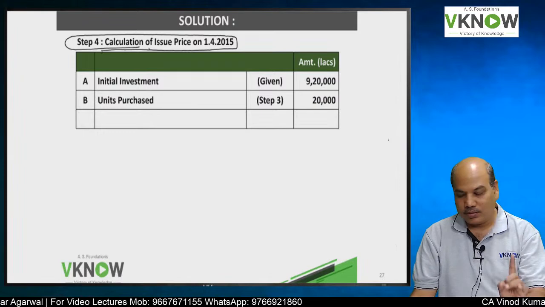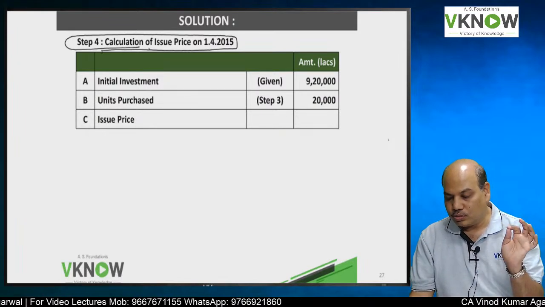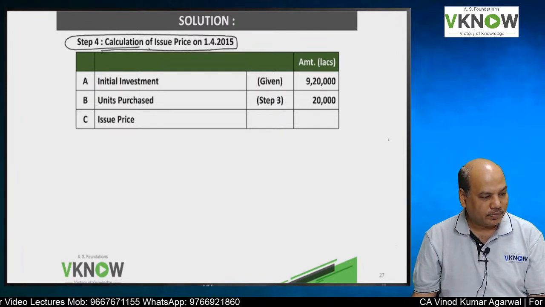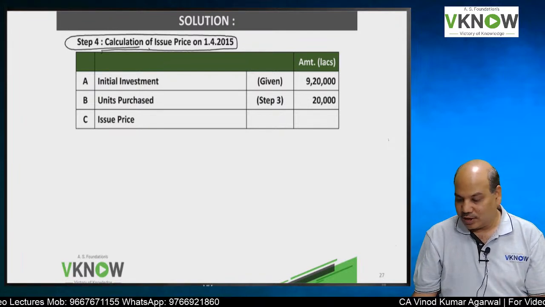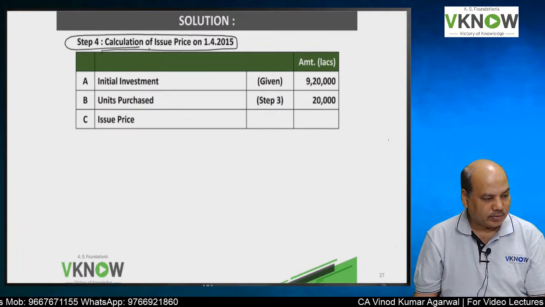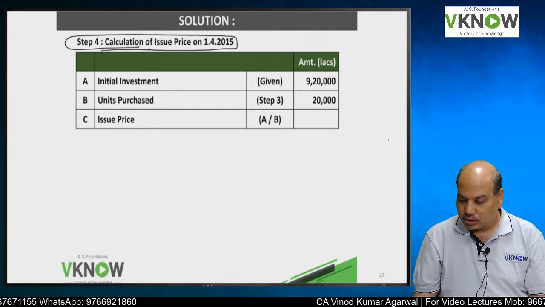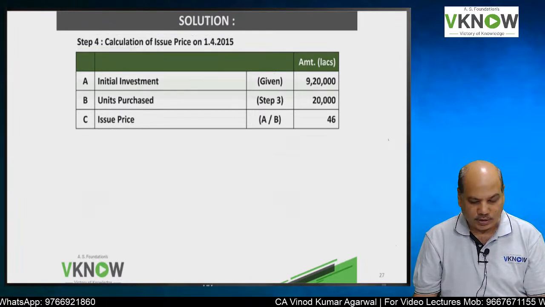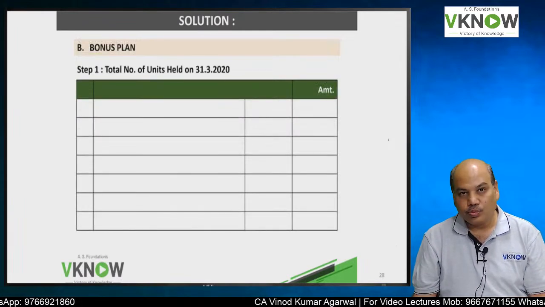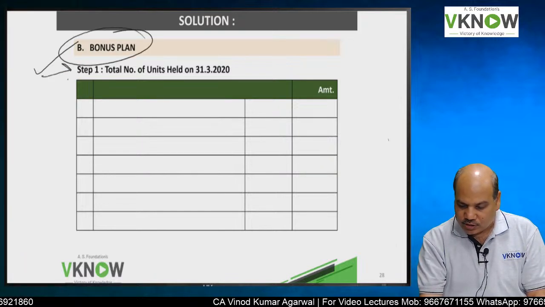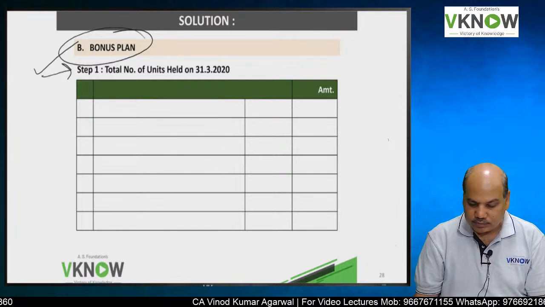Who will reply first? What is the issue price? Please reply on your chat box. 9,20,000 divided by 20,000. Come on, reply. The answer is 46. Very good. Now we'll come to bonus plan, Part B, which is much easier than the dividend reinvestment plan.